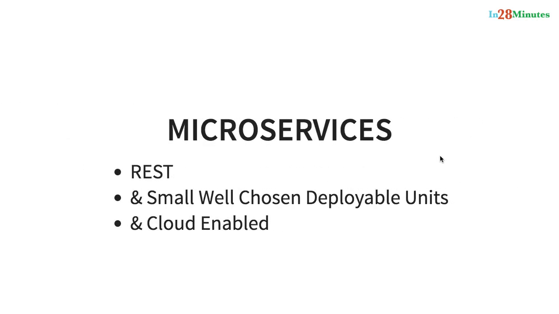For me, microservices are basically services which are exposed by REST. In addition to that, you have small deployable units with very well thought out boundaries. Small, well chosen deployable units, and these should be cloud enabled. So for me, the important parts are REST, having small deployable units which can be cloud enabled. Now, what do I mean by this? What do I mean by cloud enabled?